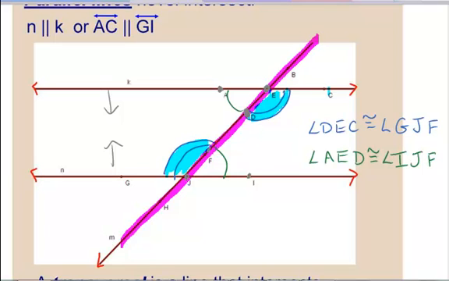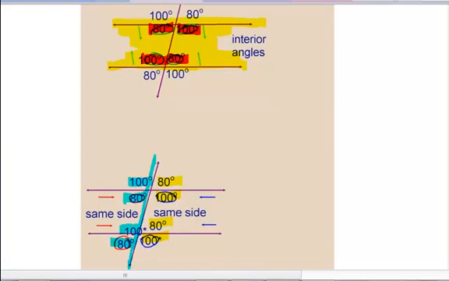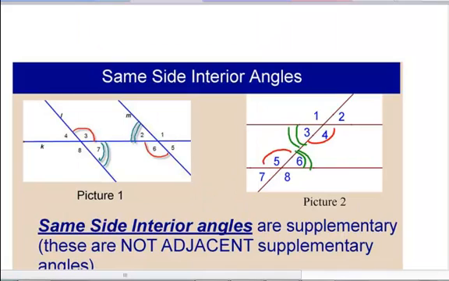So now let's move on to our next topic. Our next topic is going to combine the definition of interior angles, like we just worked with, with the definition of same side angles. So this time we're going to work with same side interior angles. Remember, interior angles are the angles that are in between the two parallel lines. Same side angles are angles that are on the same side of your transversal. So let's put all of that together. When we put all that together, we end up with same side interior angles.